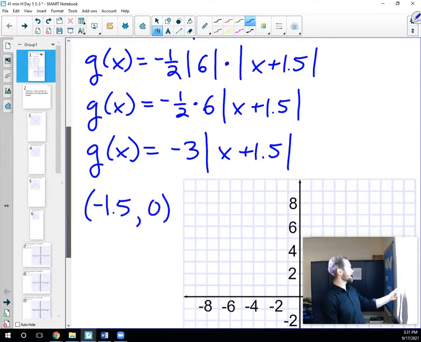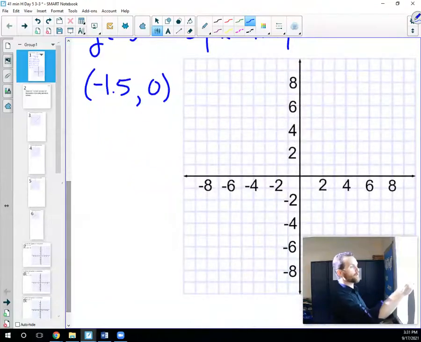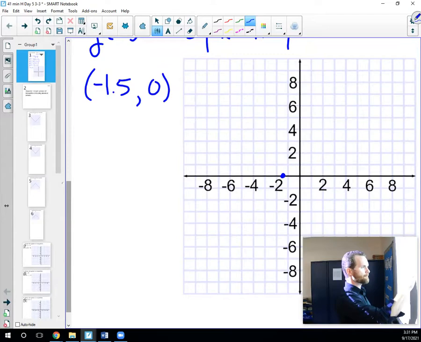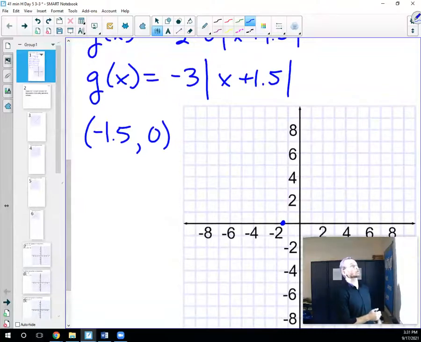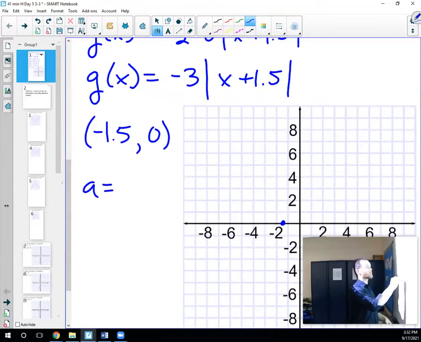So our vertex is (-1.5, 0). So I'm going to graph that. Let's see. So (-1.5, 0) will be right there. Yeah, it's not perfect, but it's right there in the middle, in between negative 1 and negative 2. Now our a value, our slope, is negative 3.